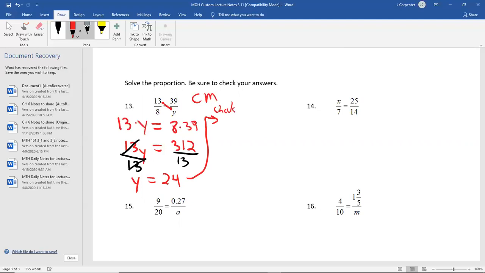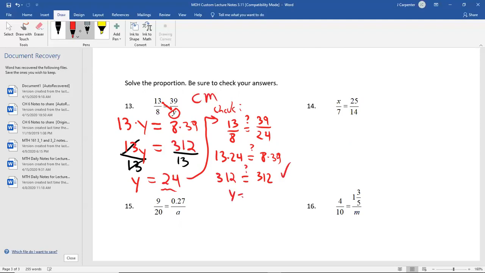Again, I said I'd check one of them. So we're going to replace the y with 24. So 13 over 8, is that equal to 39 over 24? Cross multiply, you get 13 times 24. Is that equal to 8 times 39? Well, we already know the 8 times 39 is 312. Let's see, 13 times 24, so that's 240, plus another 72, that's 312. That works. So y equals 24 is definitely the solution.